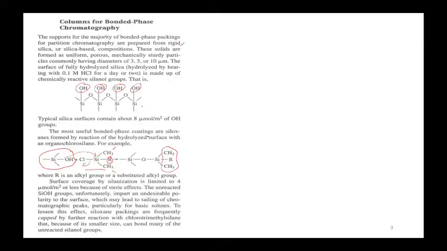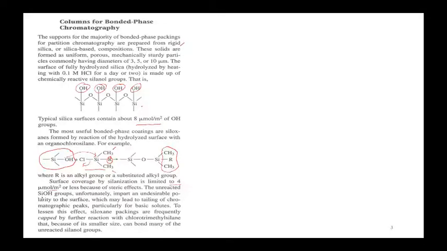So you look at here, in general we have 8 micromole per meter square of OH, right? And when you do the modification, what we find is that 4 micromole per meter square is being converted. Okay, the maximum we can reach is 4 micromole per meter square.